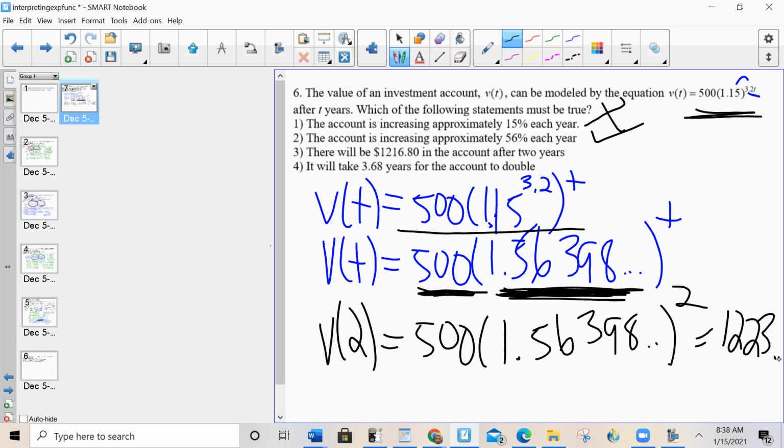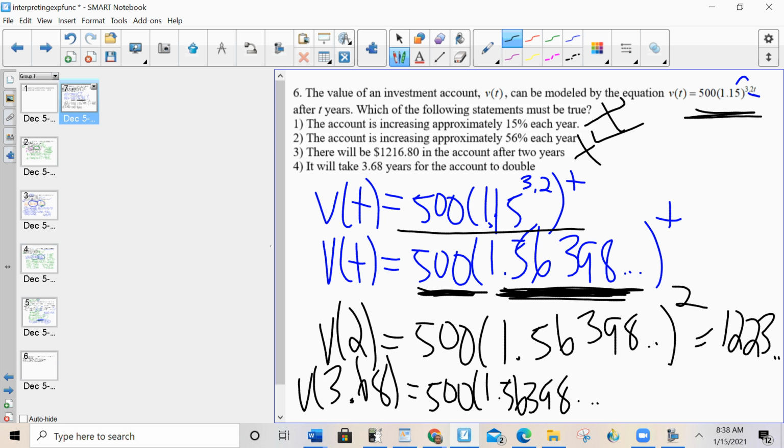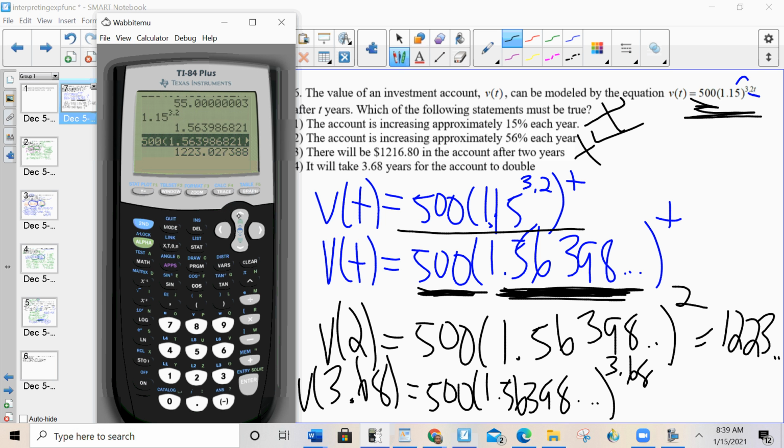It will take 3.68 years for the account to double. So let's do V of 3.68 equals 500, 1.56398 to the 3.68. For it to double, I have to end up with 1,000. So I'm putting in 3.68. I get 2592. So it doubled way before that. So that's not true. So choice 2 is your answer.